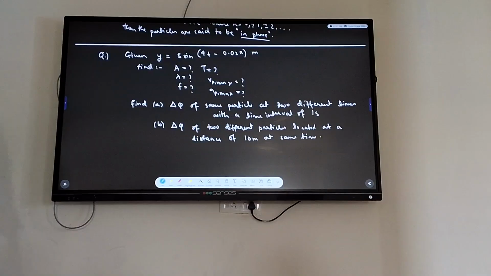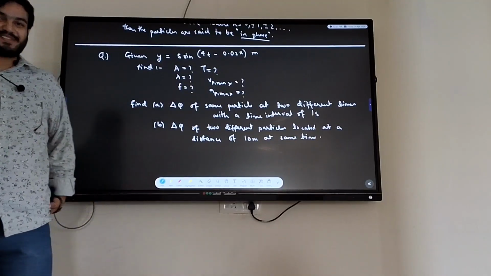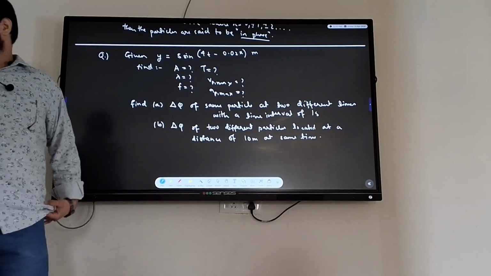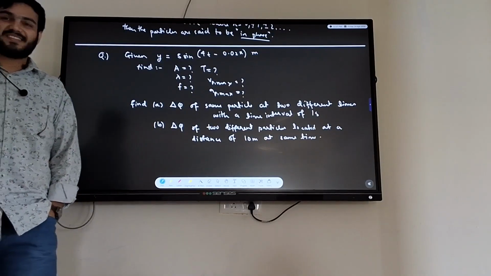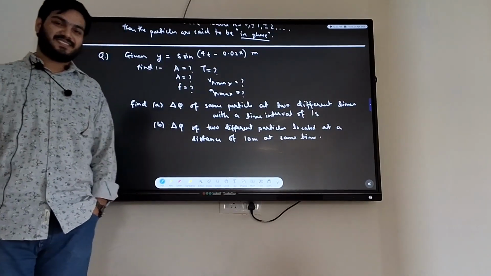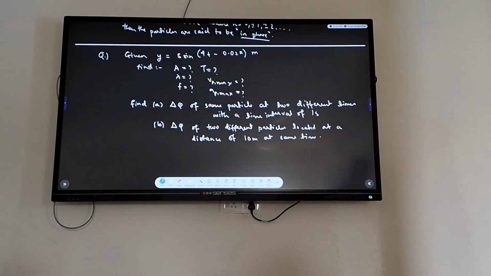Any answers? 20 meter per second. तो बोलो ना पूरा आंसर बोलो, 20 meter per second करेक्ट है. It should be plus or minus 20 meter per second. What about Ap max? Come on, it's such a simple question.